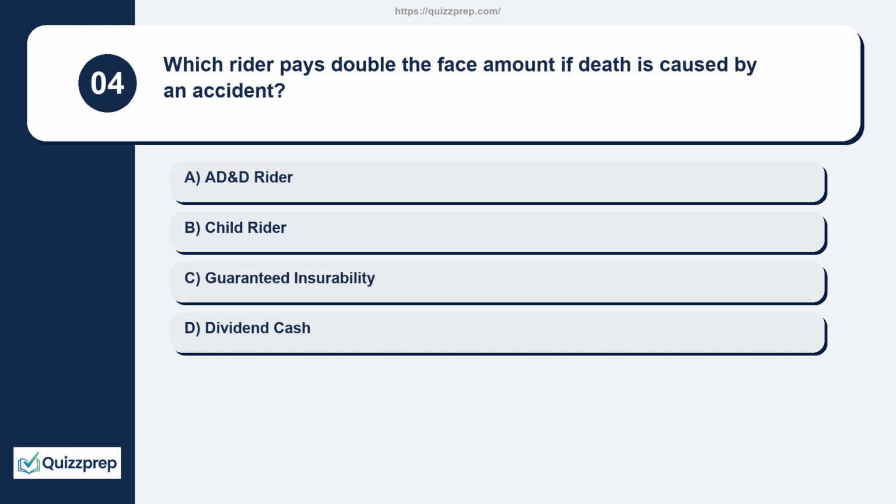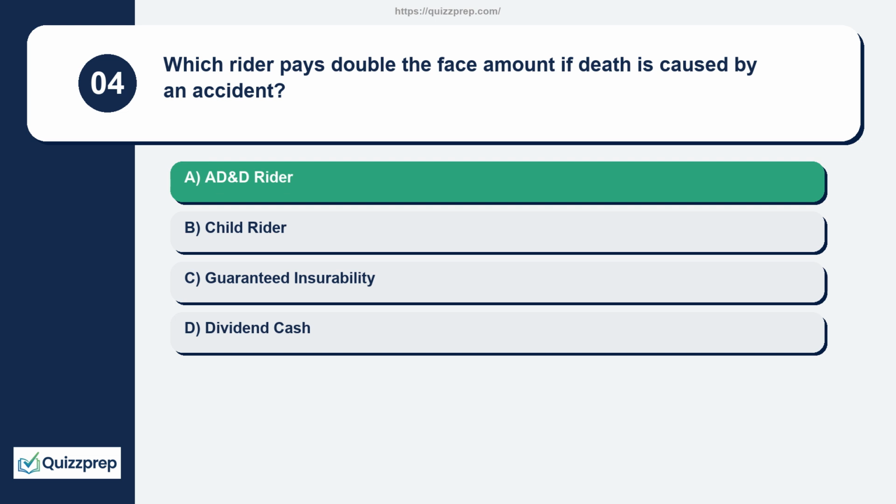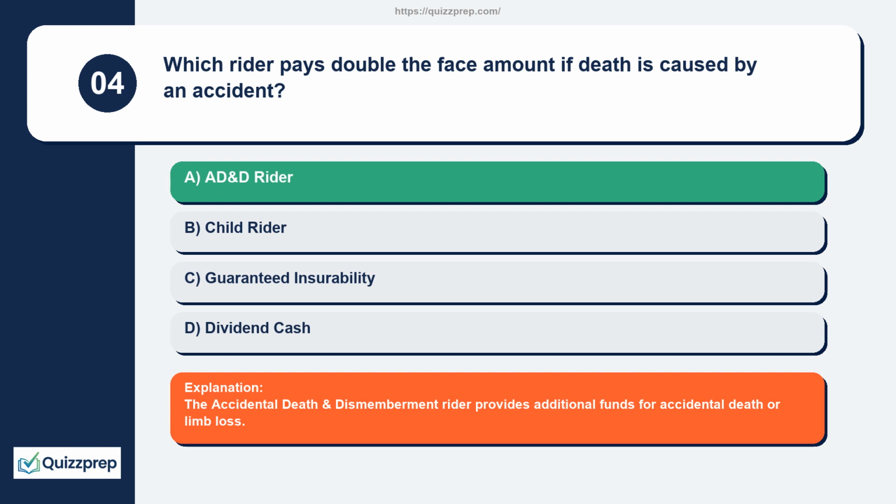Question 4. Which rider pays double the face amount if death is caused by an accident? Add-ND rider, child rider, guaranteed insurability, dividend cash. The accidental death and dismemberment rider provides additional funds for accidental death or limb loss.